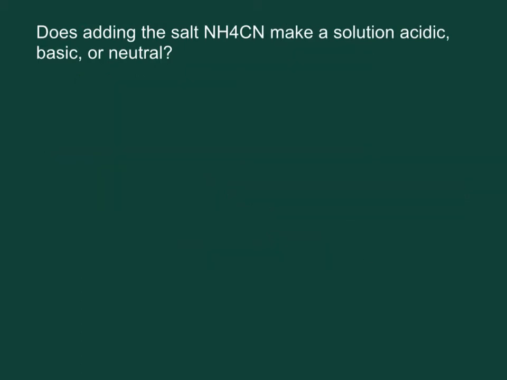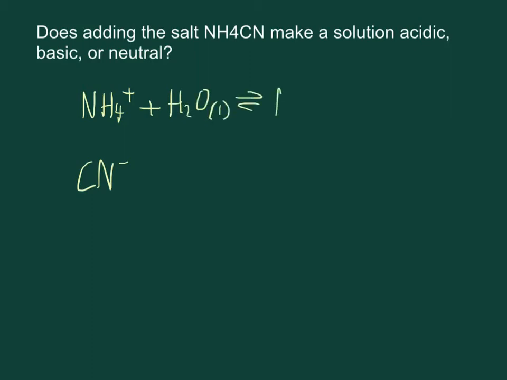The final problem in this set is when we have a salt like ammonium cyanide, and we want to know whether that is going to, when added to water, make a solution acidic, basic, or neutral. So we need to look at the reactions again. So this will break up into NH4+, ammonium, and cyanide, CN minus. So ammonium, we know from the reaction that we did in the last one, when it reacts with water, is a weak acid, so it will make ammonia, and it will also donate H+ and make hydronium, therefore that will contribute to it being acidic.